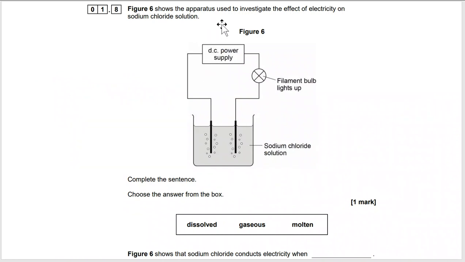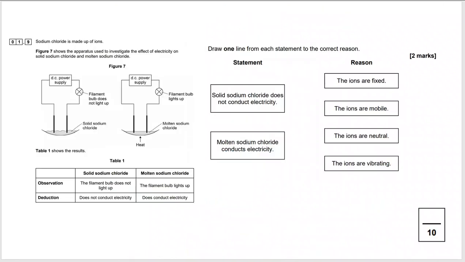On to 1.8, we've got a big diagram here. We've got sodium chloride solution, so it's aqueous. And we are electrolysing it. We know electricity is flowing because the bulb is lit. We've got the power supply. Complete the sentence. Figure 6 shows that sodium chloride conducts electricity when dissolved. The key word here is solution. Sodium chloride could be melted, could be molten, but it would be a very high temperature. So we're looking for dissolved on this one.